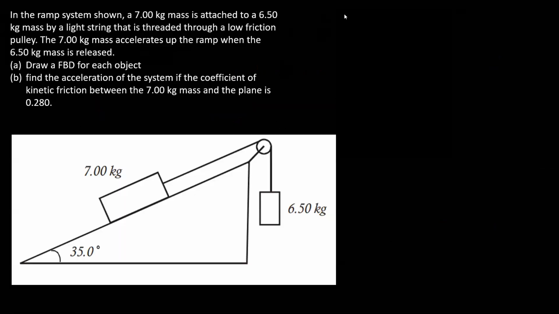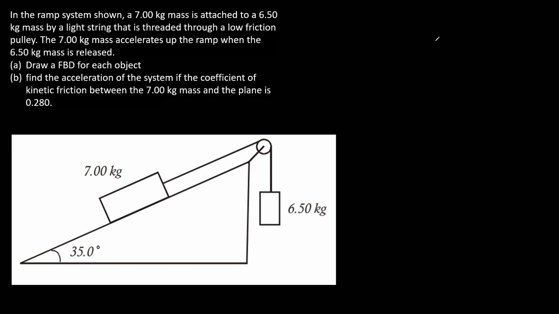Last problem, and this is a fun one. This is the devil problem. All right. We got a ramp system with a 7 kilogram mass attached to a 6.5 kilogram mass by a light string that is threaded through a low friction pulley. The 7 kilogram mass accelerates up the ramp when the other mass is released.